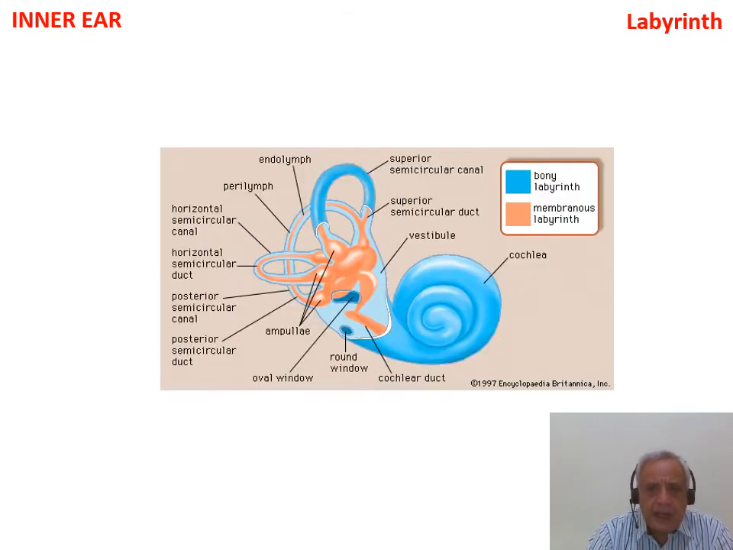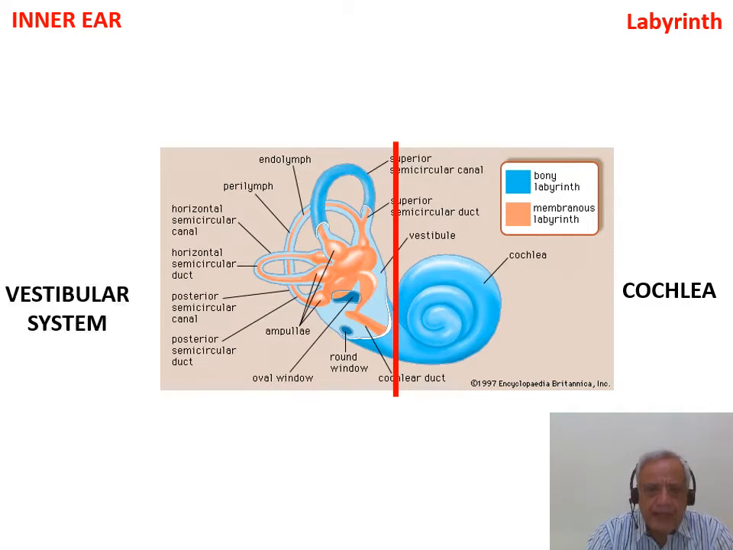The inner ear is termed the labyrinth. When you see labyrinth, we mean inner ear. So labyrinthitis is inflammation of the inner ear, and labyrinthectomy is removal of the inner ear. The labyrinth has two main parts, divided here by an imaginary line. In front of this line is the cochlea, which is the organ of hearing. Behind this imaginary line is the vestibular system, which is responsible for maintaining our equilibrium.